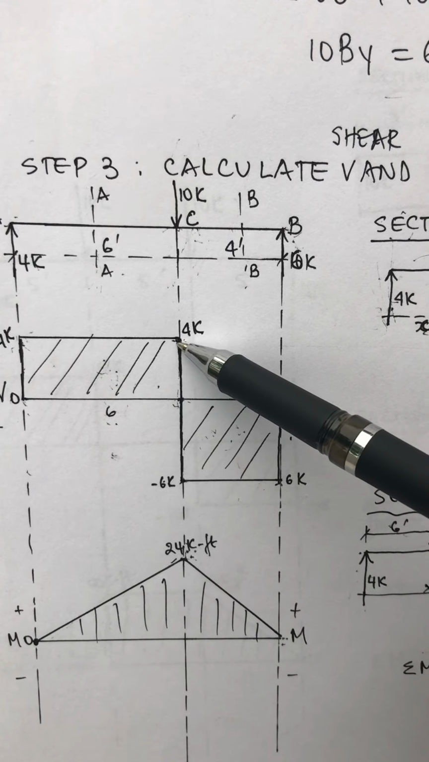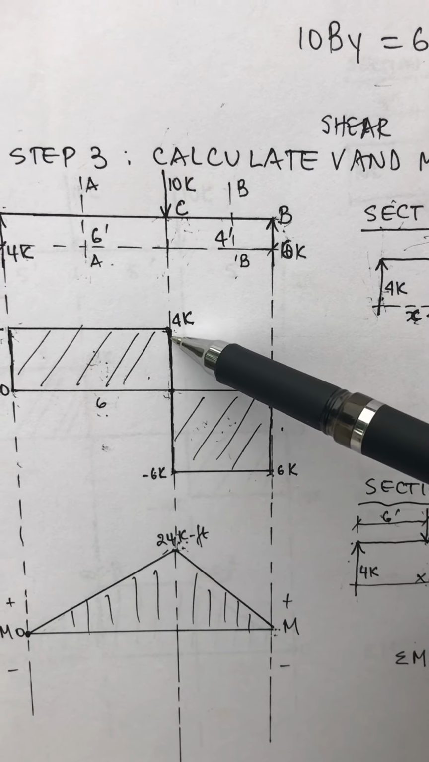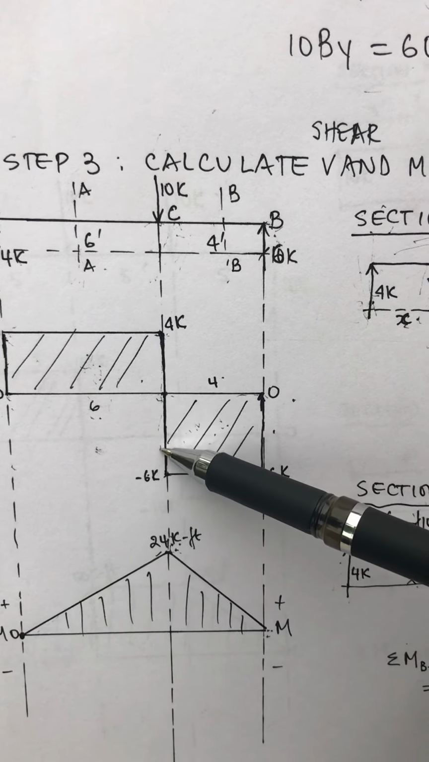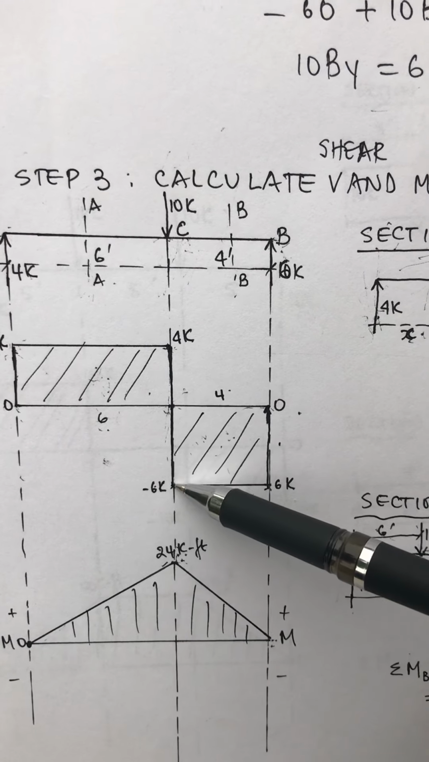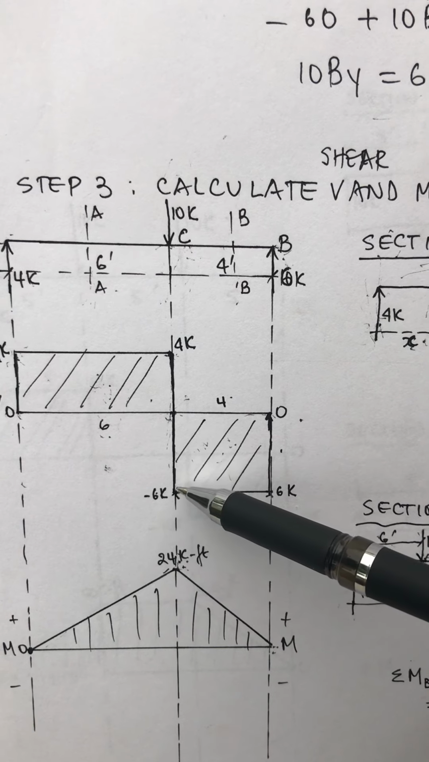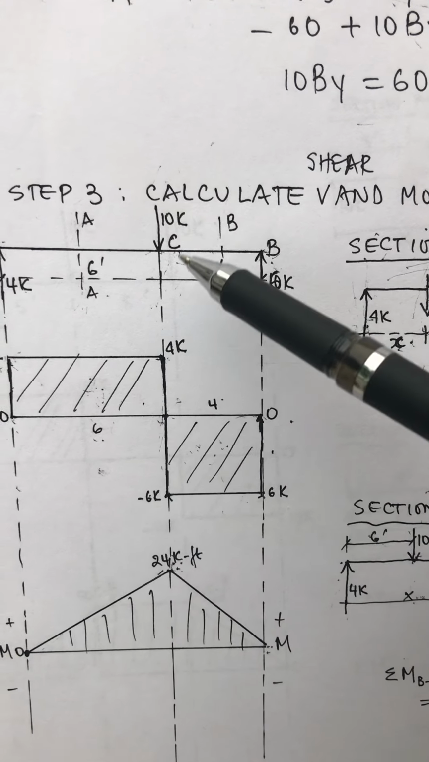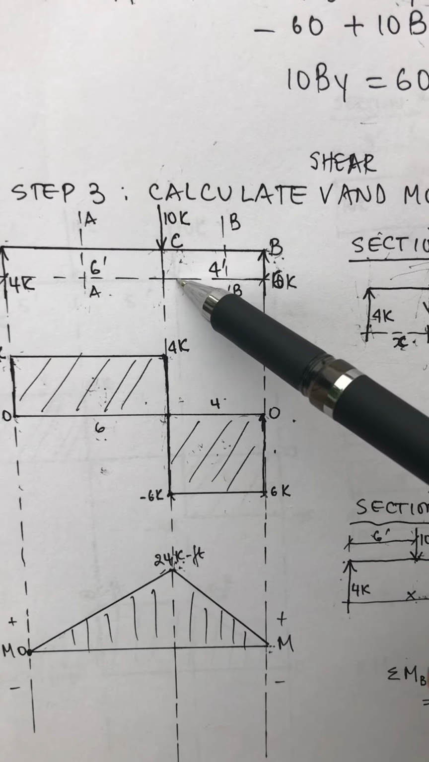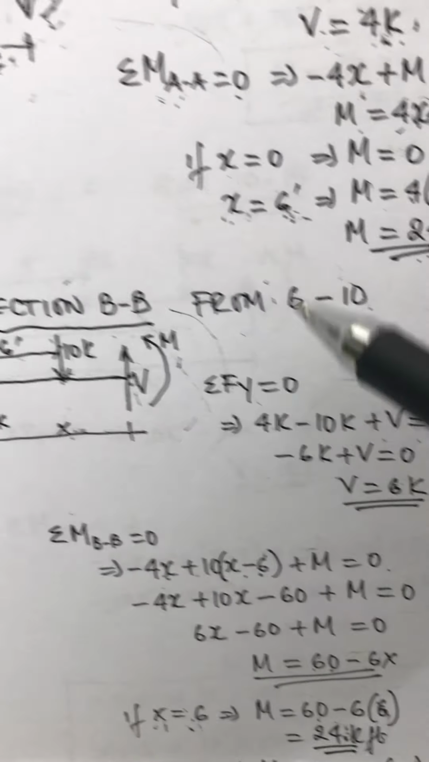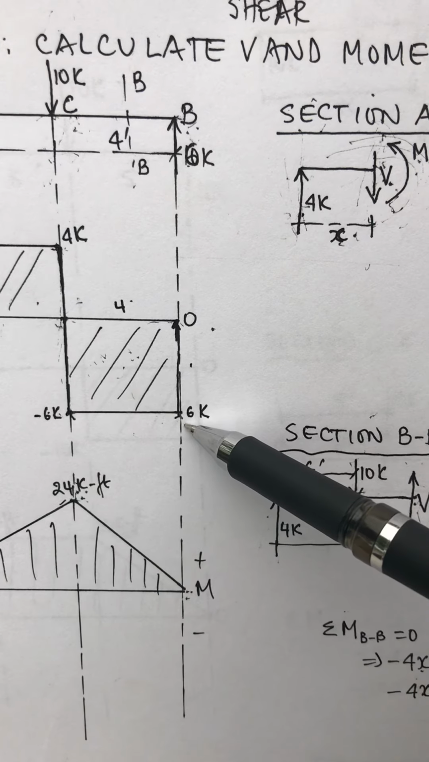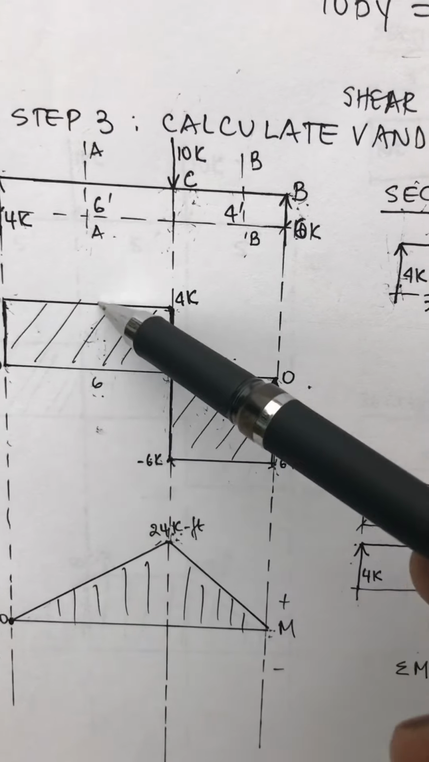But at 6, I have a force 10K going downward. So I have 4, I need to go down 10. And if here it's 4, I have 6 left. So I go down to 6K. I stop there. And from 6 to 10, from C to B, we had V is 6K. So we have 6K from here to there, to 0. Okay, that's how I get my shear diagram.